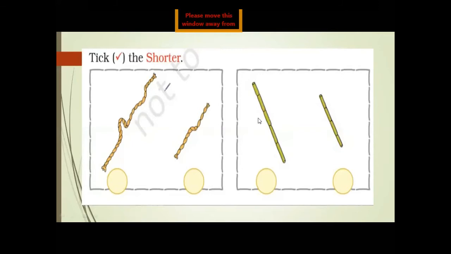Okay, see the second object. Here we see the stick. This one is long and this one is small. So which one is the shorter? This one?